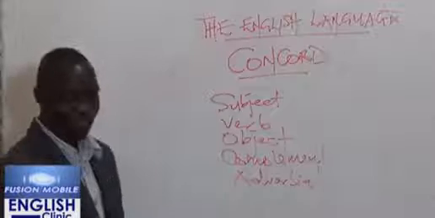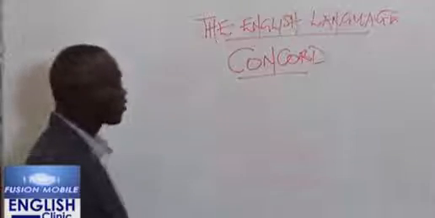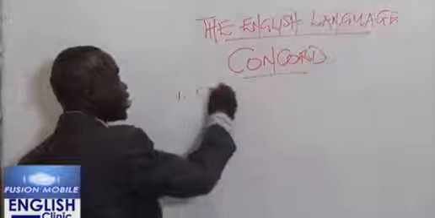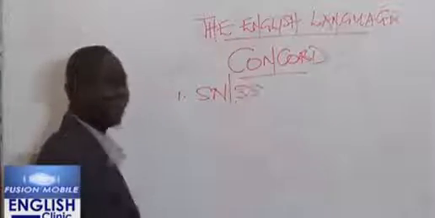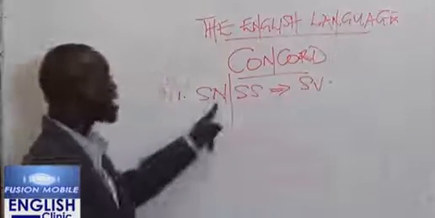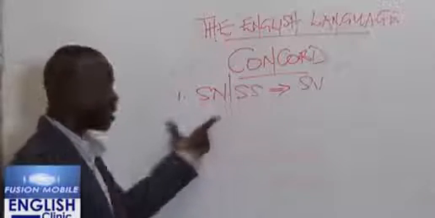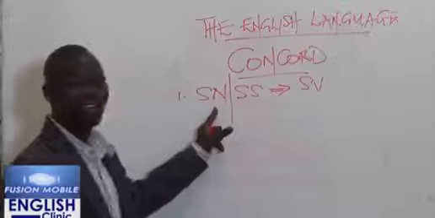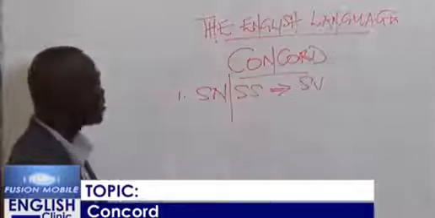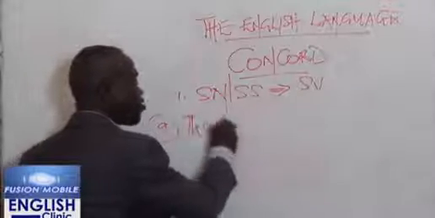Now, we want to look at the rules of Concord. What are the various rules of Concord that we have? The first one is this. When we have a singular subject, or what we call a singular noun, the verb that must agree with it must be a singular verb. SN means singular noun, while SS means singular subject; they are the same. So whenever we have a singular subject, the verb that must agree with it must be what? A singular verb. For instance, look at the following example: the boy sings very well.